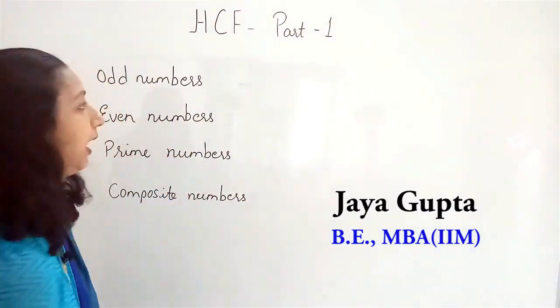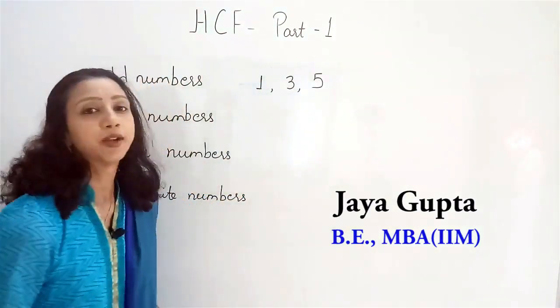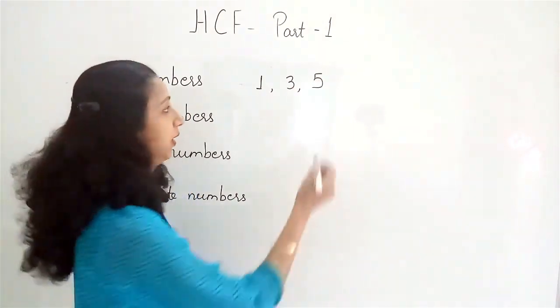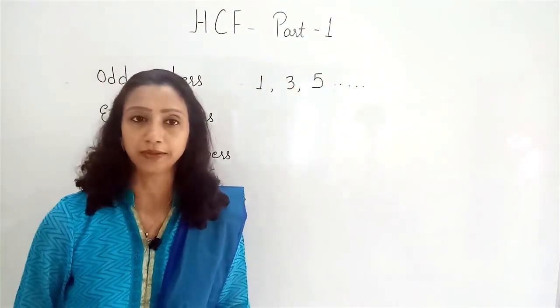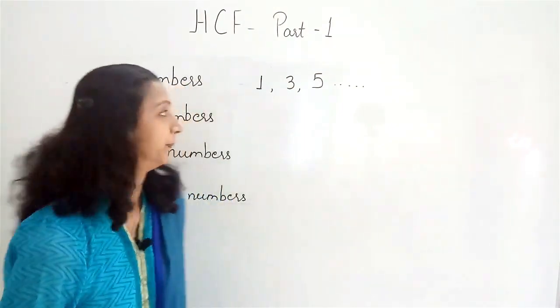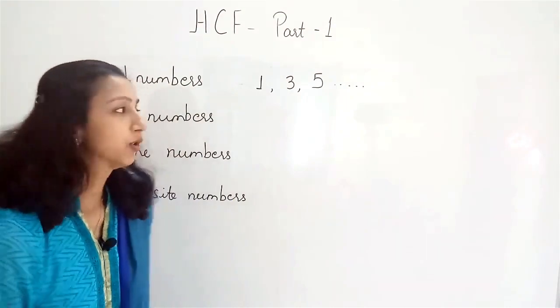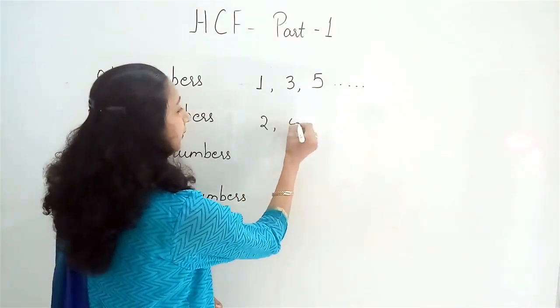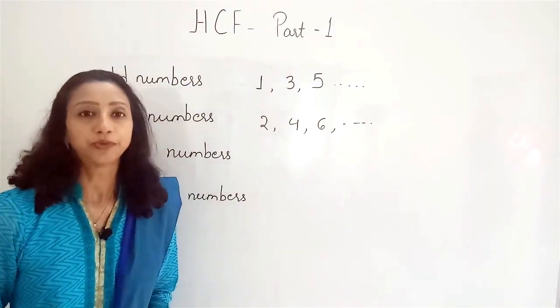Odd numbers are 1, 3, 5. That means they are not divisible by 2. Any number which is not divisible by 2 and is a positive number is an odd number. Even numbers are multiples of 2 and 2 itself: 2, 4, 6. They are all multiples of 2.